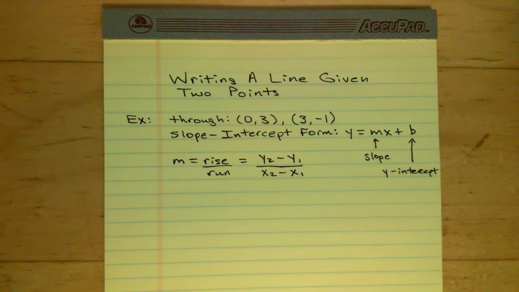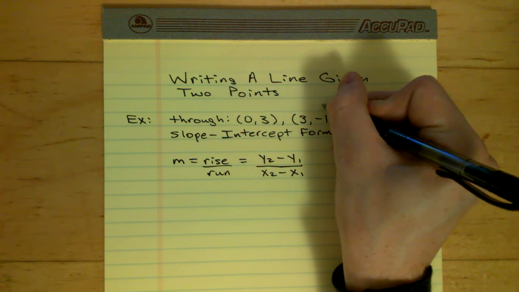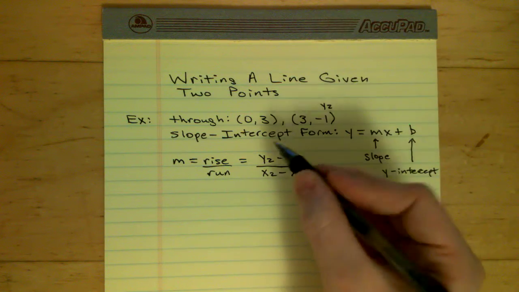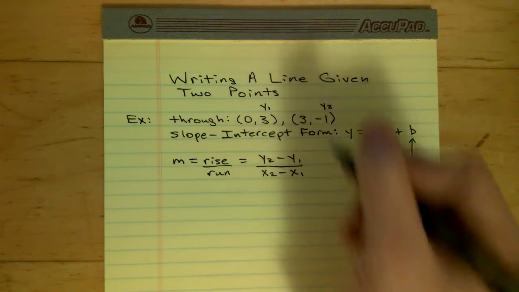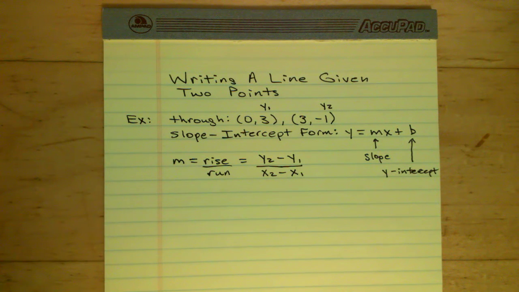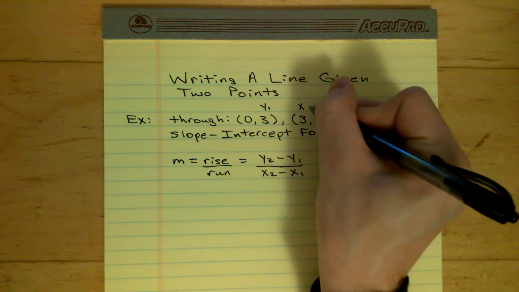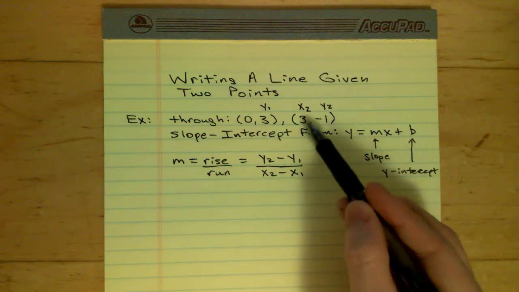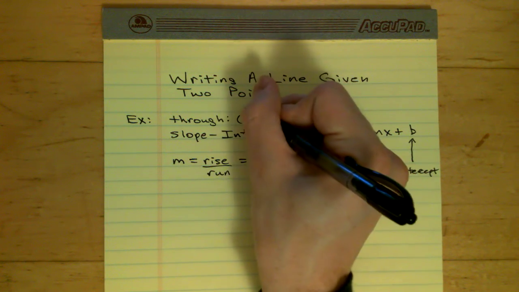So let's take the y coordinates. We have -1. I'm going to make that my second y coordinate, and my 3 is also a y coordinate. It's going to be my first y coordinate. And then I'm going to use those in my formula. The next thing I'm going to do is identify my x coordinates. So here, 3 is going to be my x coordinate. It's actually going to be x2. So the x2 and the y2 go together, and the x1 and the y1 go together.